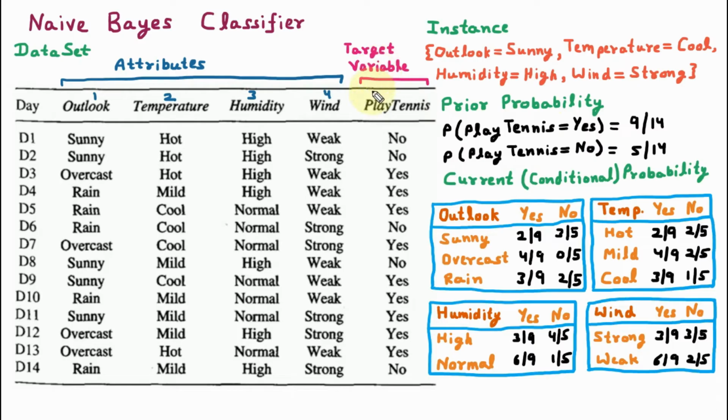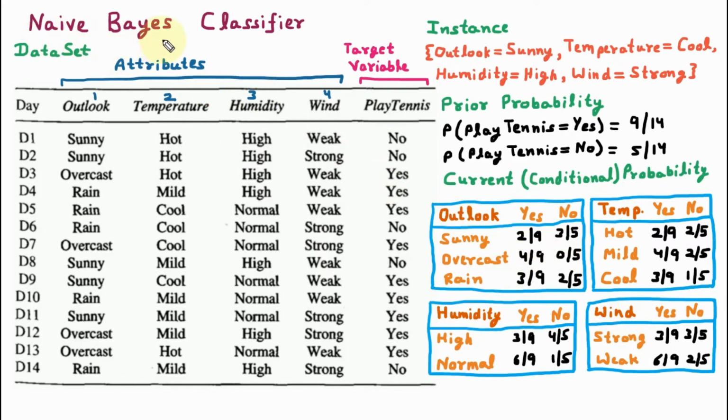So till now, from the given data set, we have calculated the prior probability for the possible outcome for the target variable, which can be play tennis, yes and no. And these are the yes out of total and no out of total. Then we have calculated the current and conditional probability for the individual attributes, which are outlook, temperature, humidity and wind.